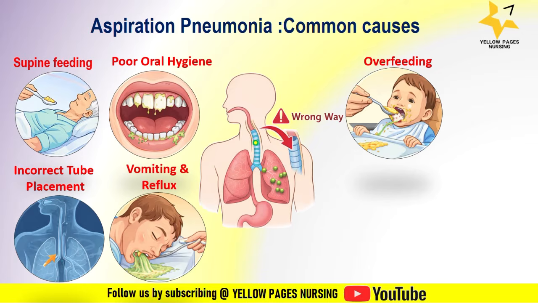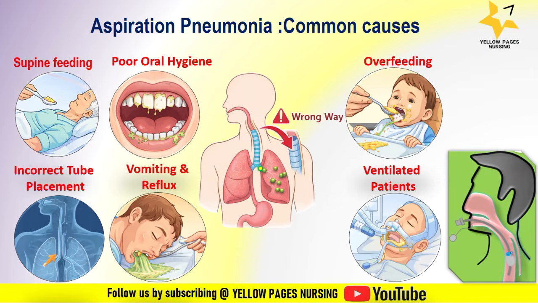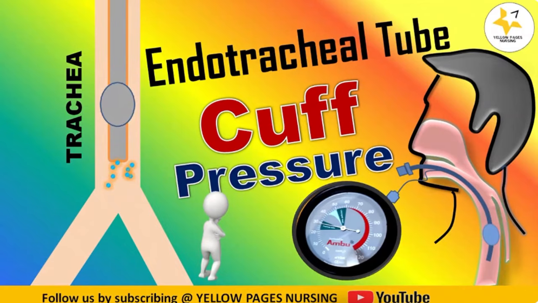Next is in case of ventilated patients. If there is inadequate cuff pressure in the ventilated patients, secretions might leak into the lungs, leading to aspiration. We have discussed this concept in one of our videos before, that is endotracheal cuff pressure, and the link is given in the description below. And the next common cause is pooling of secretions above the cuff. When the secretions are getting collected above the cuff, they can slip into the airway and cause silent aspiration.